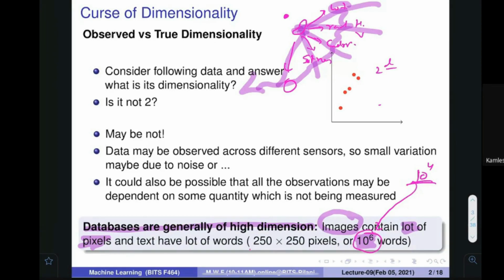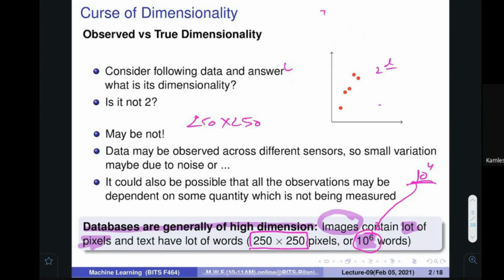In the images case also, for example, a very small image, 250 cross 250. What do we mean by 250 cross 250? It is pixels. What is a pixel? When you see, the image is actually made of small pixels, and these hold values. There are pixels in the horizontal direction and pixels in the vertical direction, and this is the area in which all the pixels are there. Any particular pixel can hold any value from 0 to 255.